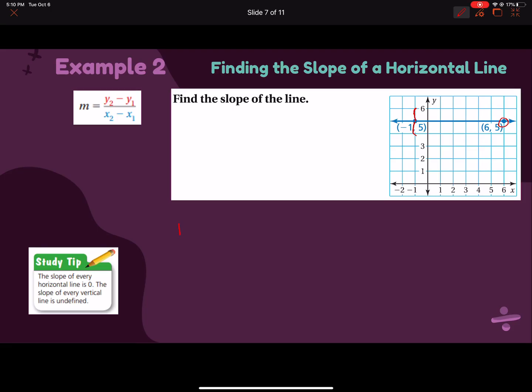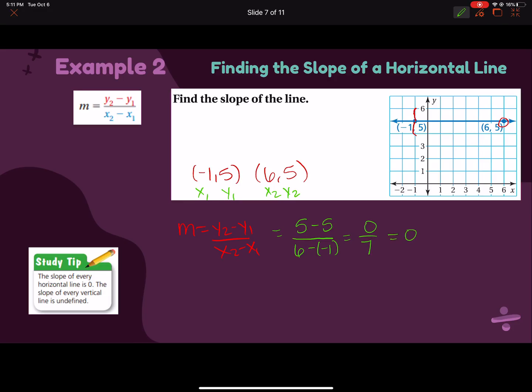Okay, so let's go ahead and plug it into the slope formula and see what happens. Here's my two ordered pairs it gives me, -1, 5, and 6, 5. And let's just make this one x1, y1, x2, y2. When I plug these in here, I'm going to get 5 minus 5, because y2 minus y1 over x2 is 6 minus x1, which is -1. That's going to give me 0 over 7. 0 divided by 7 is just 0. So this one has a slope of 0.